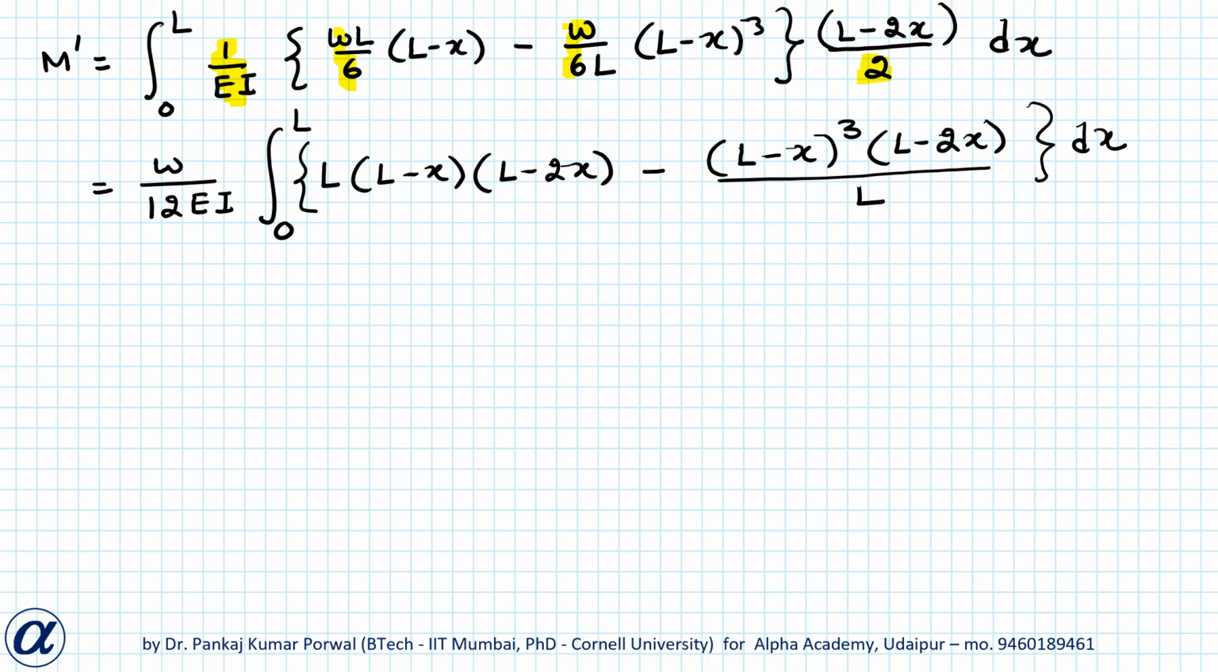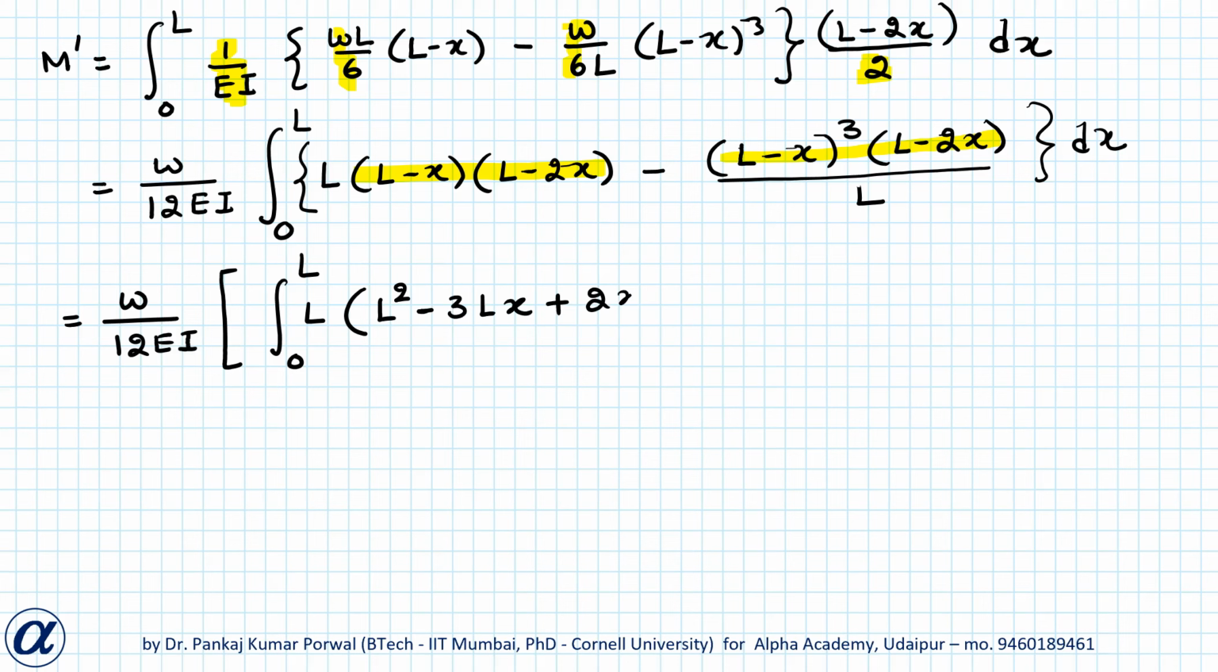Now here I'll multiply these two factors and integrate, but it will be a little tedious to multiply these two. So I will integrate the second part by using integration by parts. So that will give me W by 12 EI integral 0 to L of (L squared minus 3Lx plus 2x squared) dx minus 1 upon L integral 0 to L, and I will make this the first function and this one the second function.